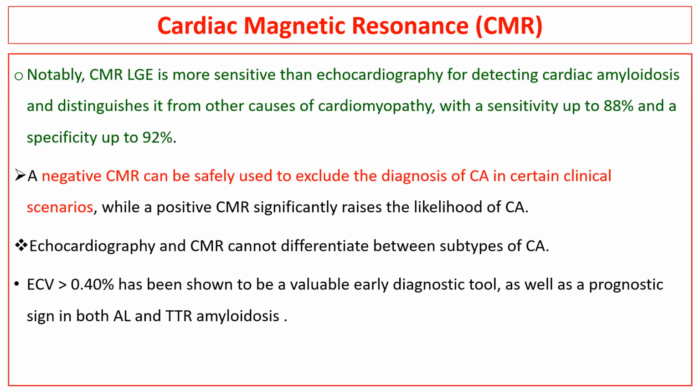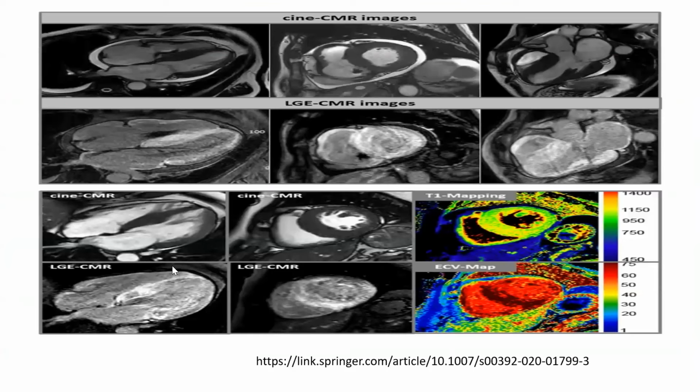Notably, in cardiac MRI, gadolinium enhancement is more sensitive than echo for detecting cardiac amyloidosis and distinguishing it from other cardiomyopathies, with good sensitivity of 88% and excellent specificity of 94%. A negative cardiac MRI can safely be used to exclude the diagnosis of cardiac amyloidosis in certain clinical scenarios, while a positive cardiac MRI significantly raises the suspicion of the likelihood of cardiac amyloidosis. Echo and MRI don't differentiate between the subtypes of cardiac amyloidosis, and extracellular volume more than 0.40 has been shown to be valuable in early diagnosis of cardiac amyloidosis.